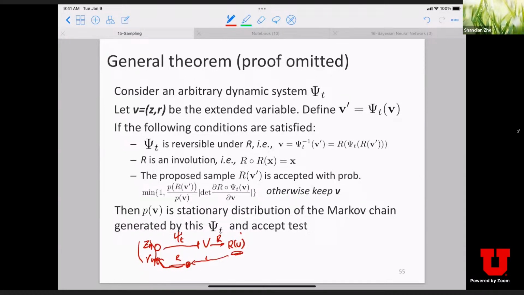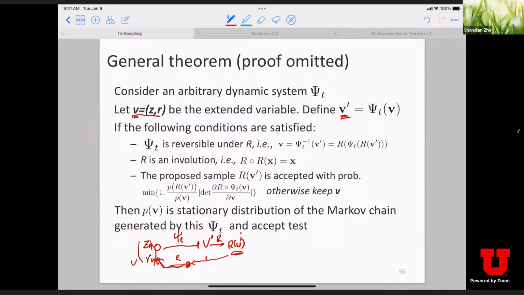We denote V equals (Z, R) as our current state, or current sample, in our Markov chain Monte Carlo algorithm, right? And then we evolve starting from V for a certain amount of time T, and we get V prime. That means after a certain amount of time, you get a new state called V prime.